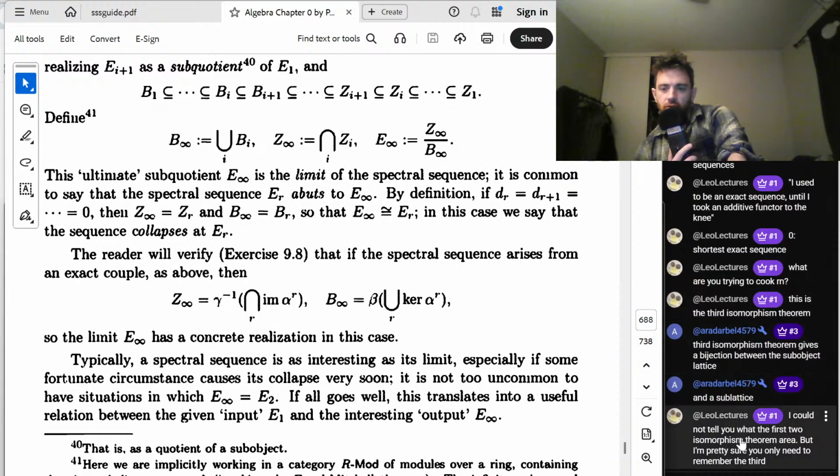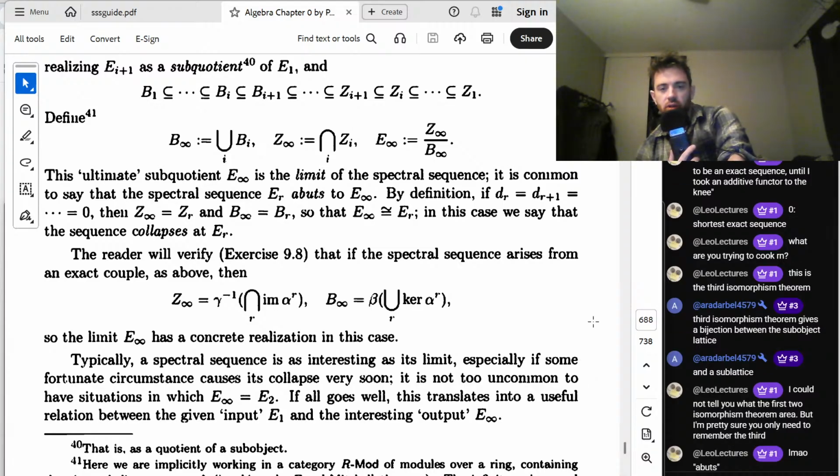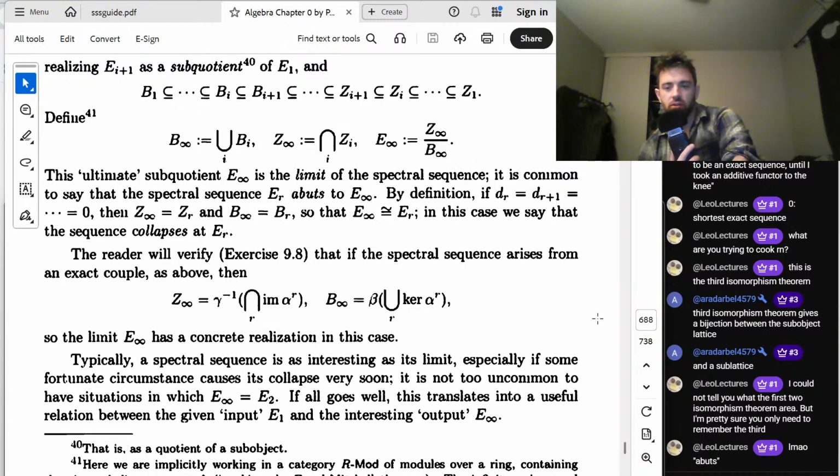You cannot tell me what the first two isomorphism theorems are? What? How could you not? But you're pretty sure you only need to remember the third? What? No, that's insane. That was totally backwards. "Aboots." It aboots. That'd be the Canadian way to say it. The reader will verify. Don't you tell me what I will or will not do.